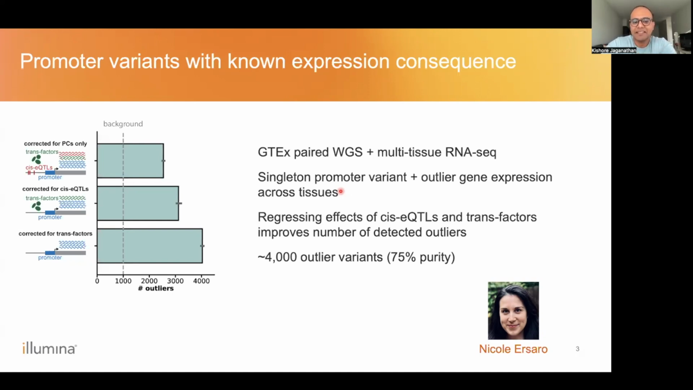And this is all still singletons, but you can extend it to rare variants. You can't go to common variants because of things like linkage disequilibrium, but you can go up to about allele count 8, and so you can kind of double the number of outlier variants as well. So that's what we use to train the final model.